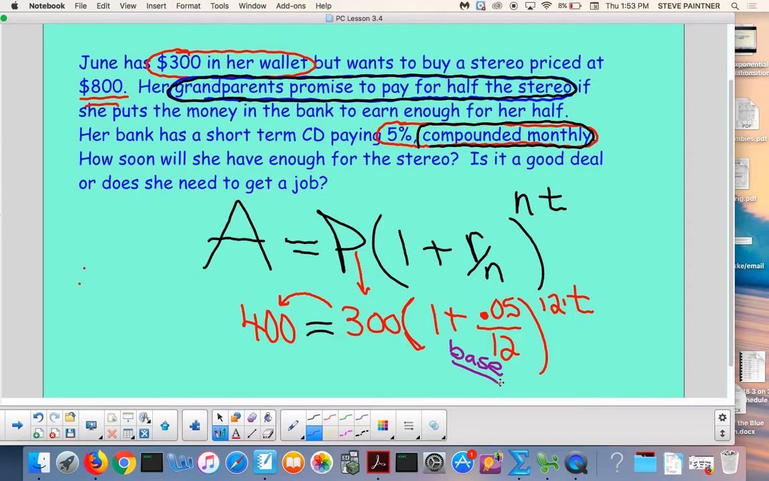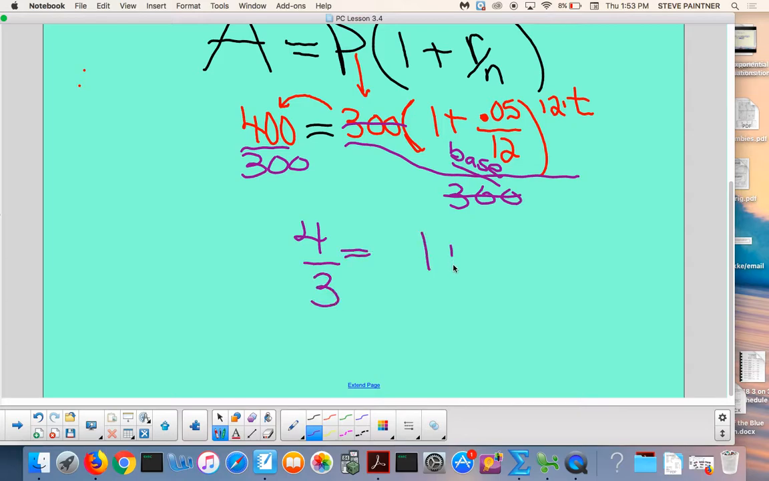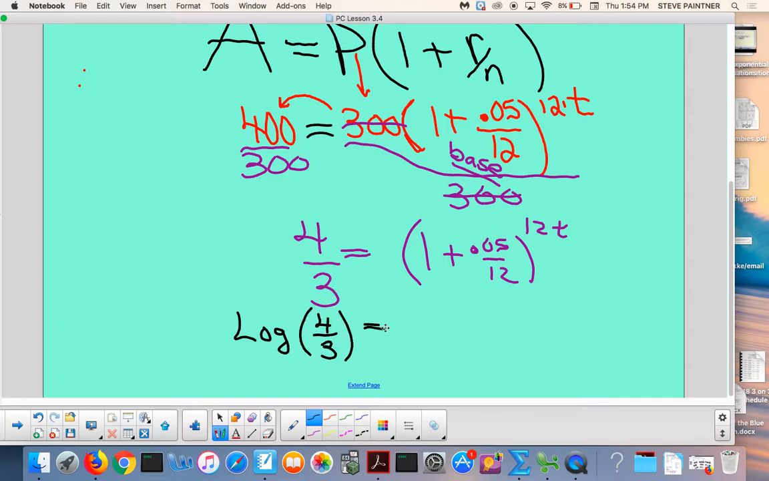So let's isolate the base. What do you do? Divide by 300. Knock out the 300s. This reduces to 4/3 = (1 + 0.05/12)^(12t). Okay, it is an exponential equation. What are you going to do? Log it. You're going to log both sides. Log of this side, log of this side.